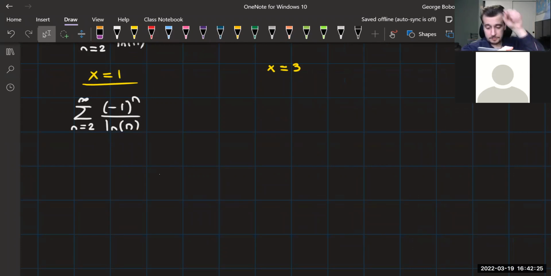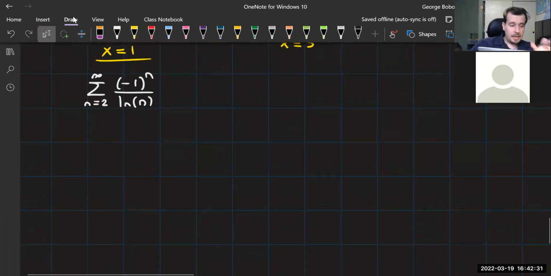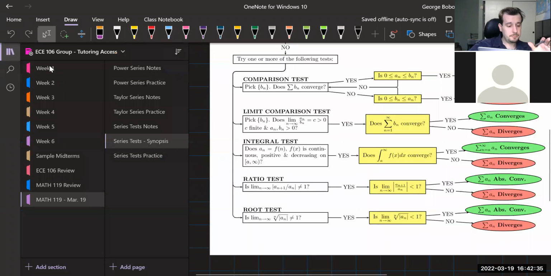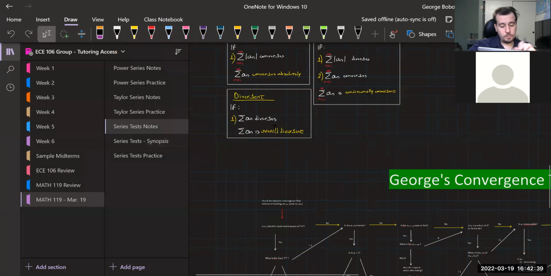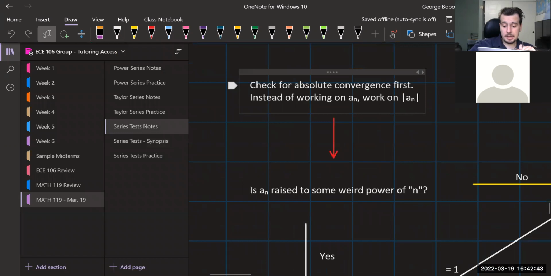Alternating, right? It has positive, negative, positive, negative, positive, negative, right? Okay. I haven't yet talked about the flow chart over here. Let me go here and show you. But the first thing you should do when dealing with this is always check for absolute convergence. So instead of working on this, always check this first.